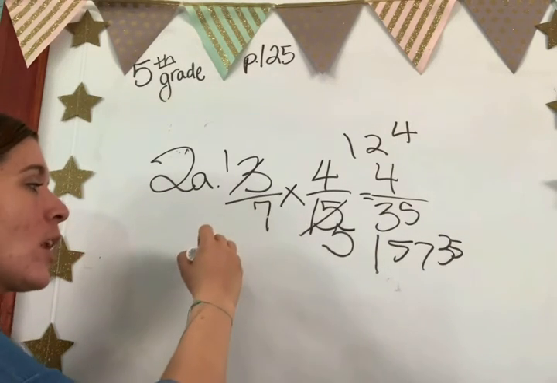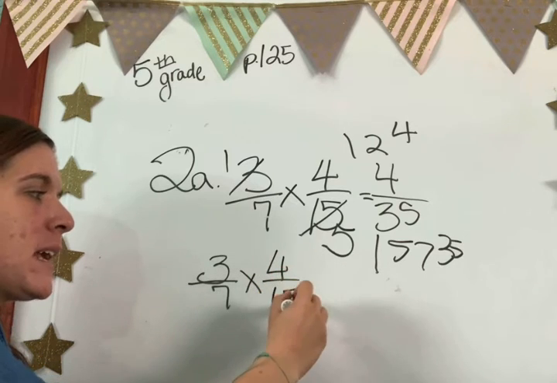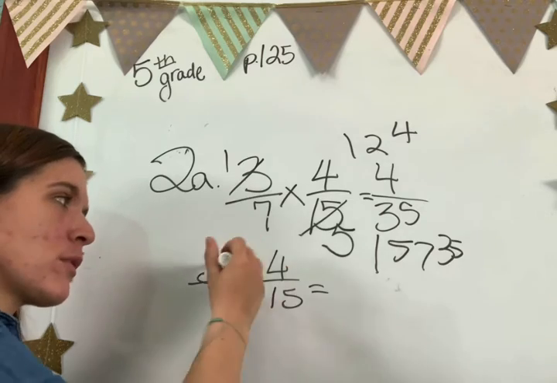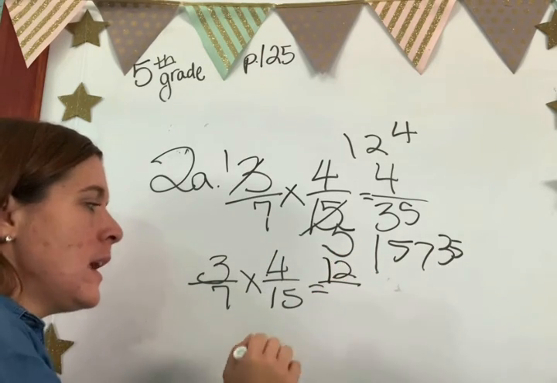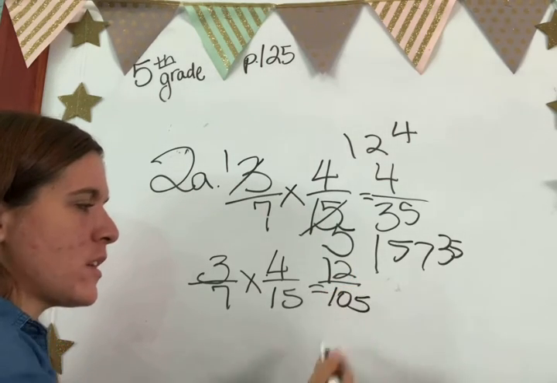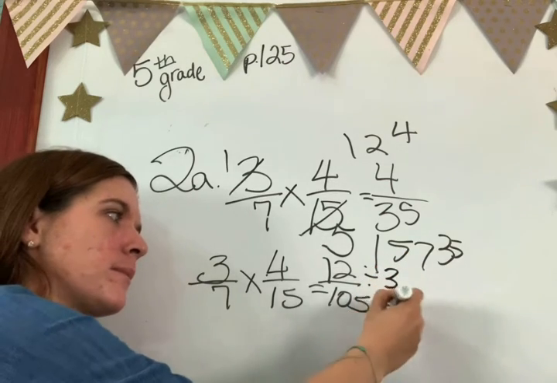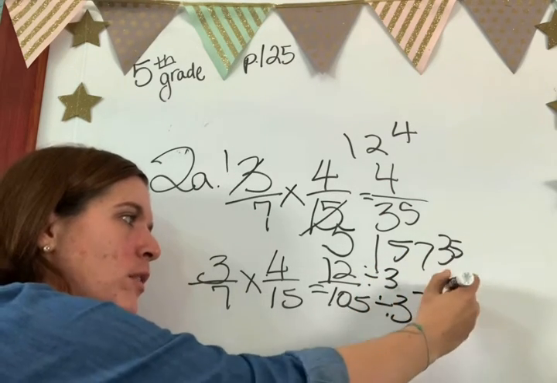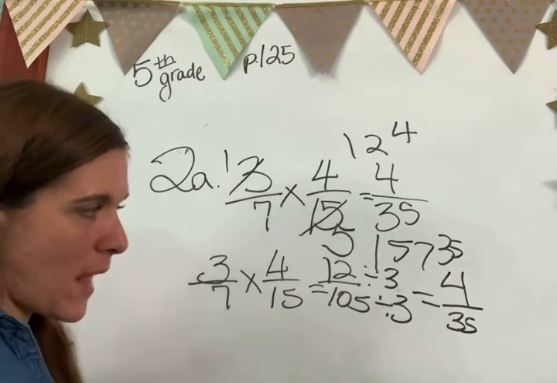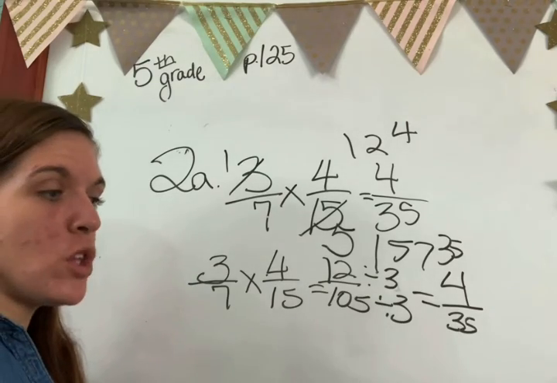Remember that you can also do 3 over 7 times 4 over 15 and make a lot of work for yourself by multiplying without canceling. 3 times 4 is 12. 7 times 15 is 105, and then you reduce by 3. 12 divided by 3 is 4, 105 divided by 3 is 35. But see how many steps that is? Too many, okay? So it's up to you what you want to do there.